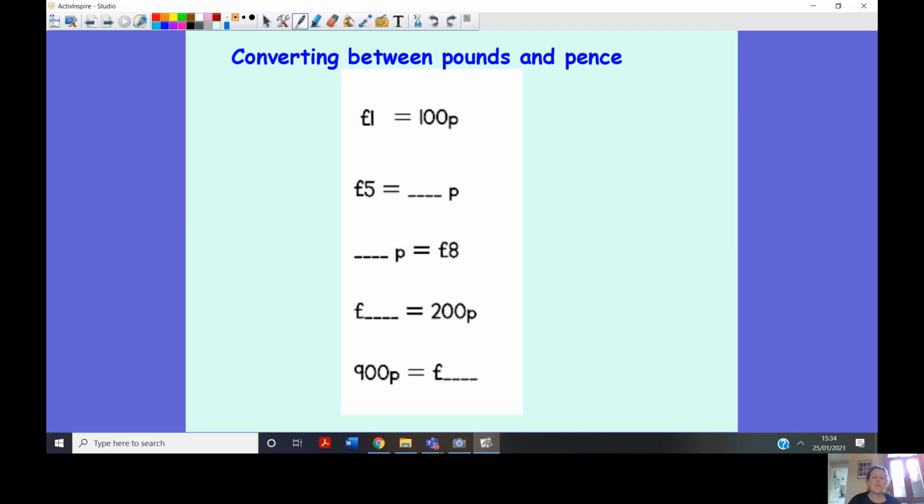So, £1 is 100 pence. £5 is how many pence? 500 pence. Well done. How many pence is equal to £8? 800 pence. How many pounds is 200 pence equal to? Yes, we know that already, £2. And finally, 900 pence is equal to how many pounds? If I've got 900 pence, how many pounds do I have? You do have £9. That's absolutely correct.